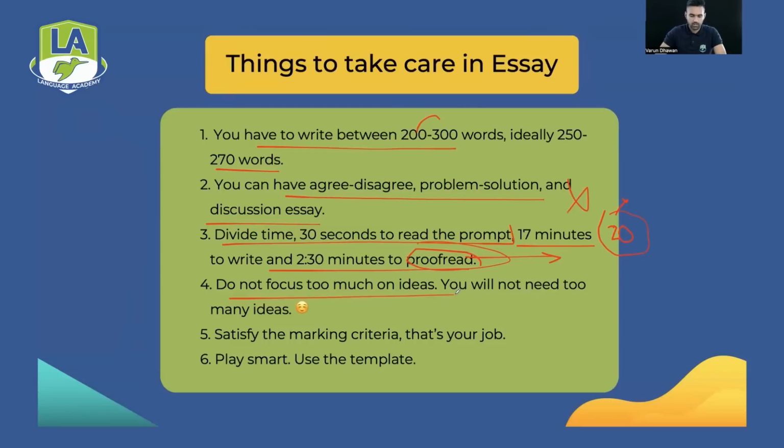Don't focus too much on ideas, just focus on the template and satisfy the marking criteria. What is the marking criteria? Include all keywords from the essay topic, write around 250 to 270 words, and make sure there are no spelling and grammar errors. And don't work hard, play smart, use the template.